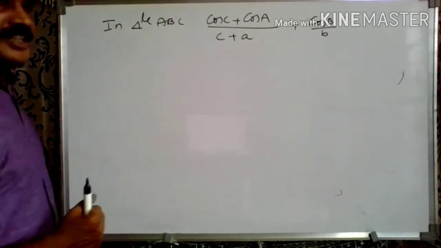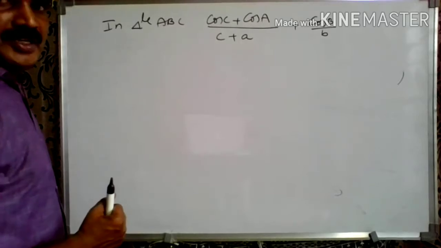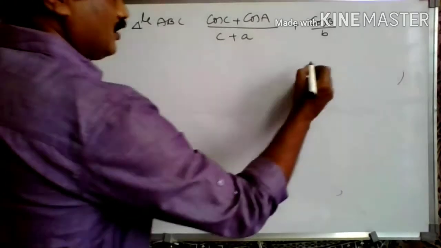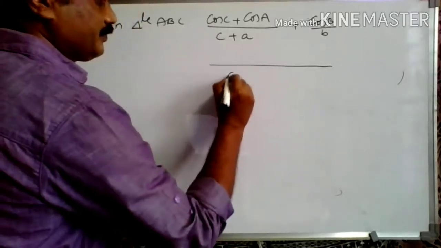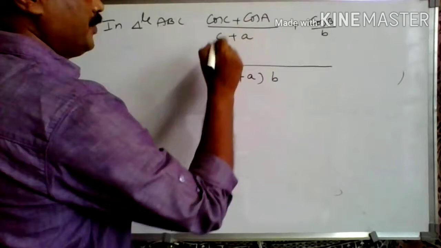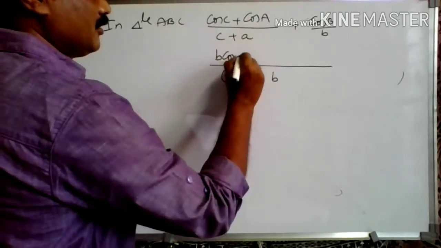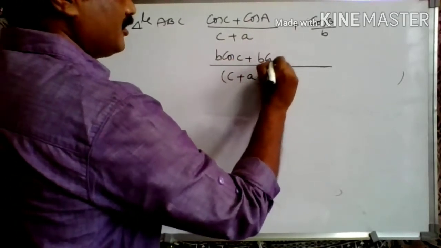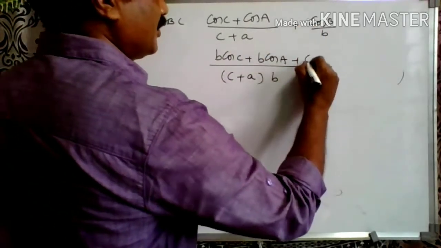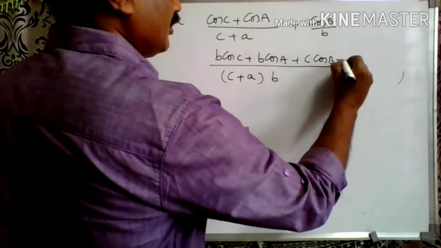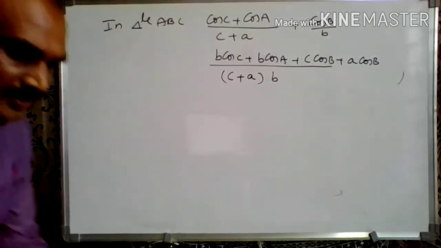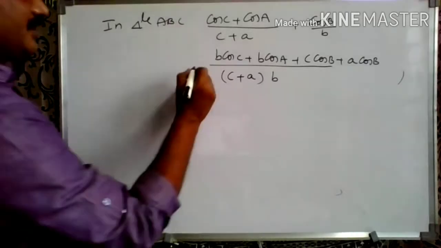So in a triangle ABC, cos C by (C plus A) plus cos B by B. Students, here the LCM is (C plus A) into B. So we get B cos C plus B cos A, plus (C plus A) into cos B, which is C cos B plus A cos B.